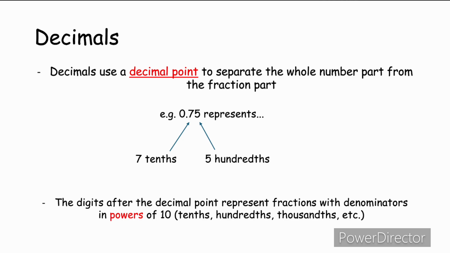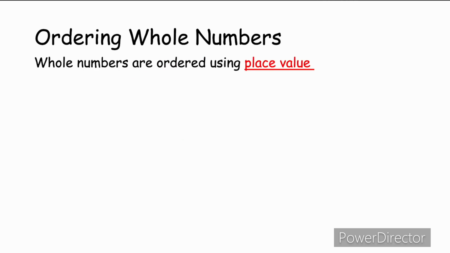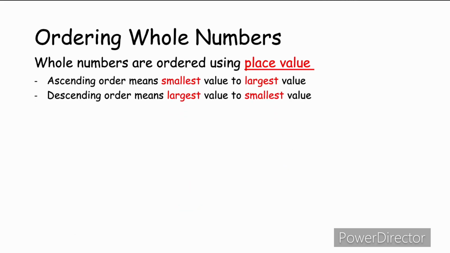Now, you have learnt what integers, fractions, and decimals are, but the question is, how do we order them? Whole numbers are ordered using place value, which means we look at the digits from left to right, starting with the biggest place value first. But before we get onto that, we must look at two key terms, which are always specified during questions. Ascending order means we start from the smallest value to the largest value, and descending order is the opposite, from the largest value to the smallest value.